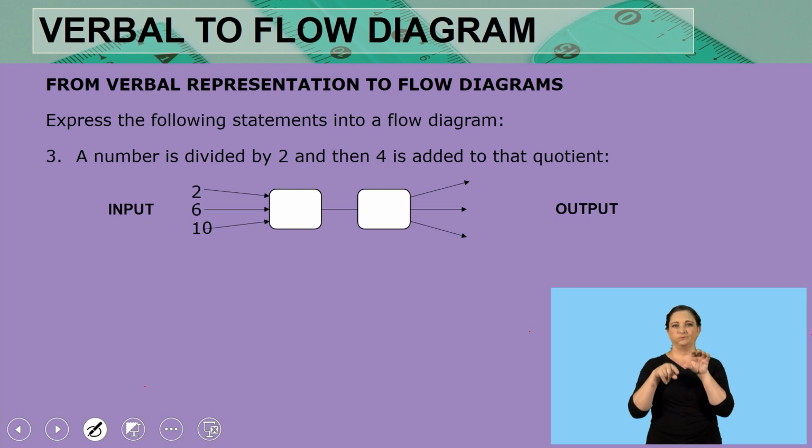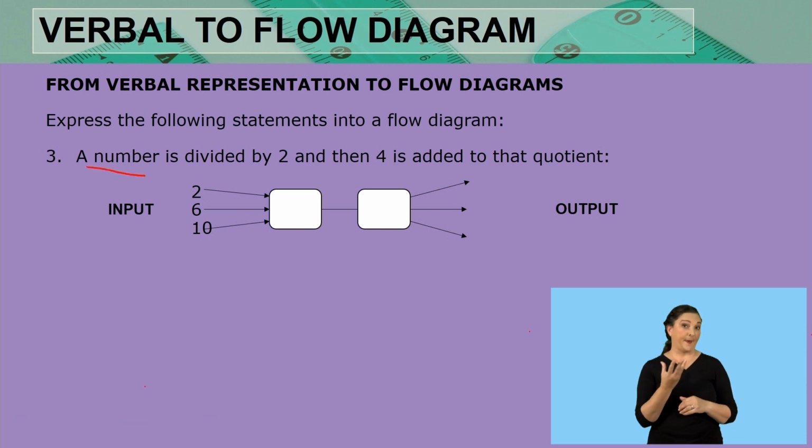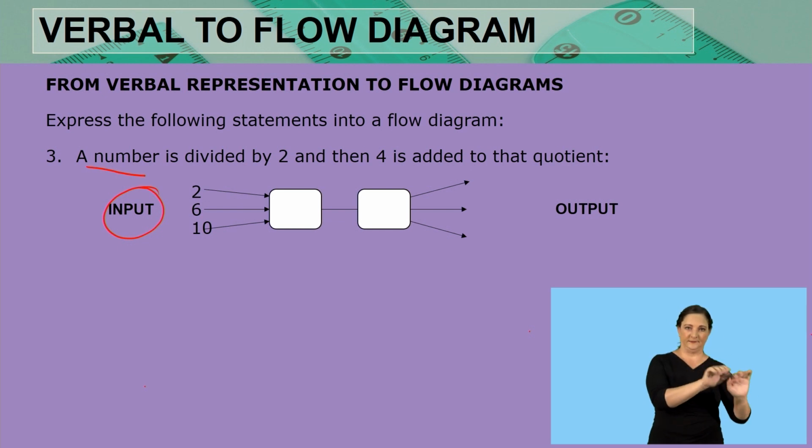So let's express the following statements into a flow diagram. Number 3 there says a number is divided by 2 and then 4 is added to the quotient. So again, when they say a number or a value, what are we talking about? We are talking about those input values. Again, we just have 3 input values there, a 2, a 6, and a 10. So what is the first action that happens there? We are going to divide by 2.